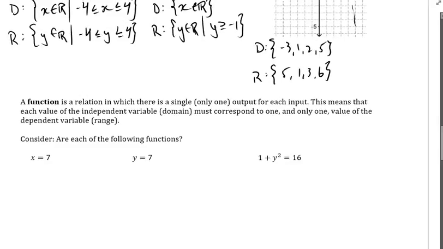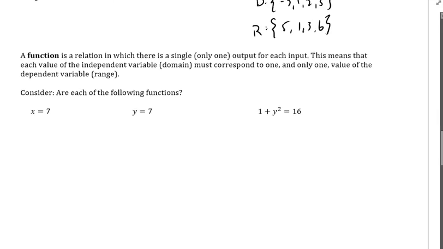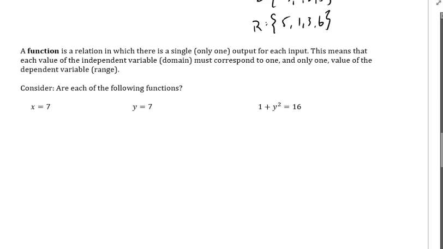Okay, I don't know that you have to write down this definition. It'll be online if you want to. And, oh, wait. Does this even talk about the vertical line test? Where is it? Oh, there it is. Okay, so a function is a relation in which there is a single output for each input, so unique. And as I've said, each value of the independent variable must correspond to only one value of the dependent variable.